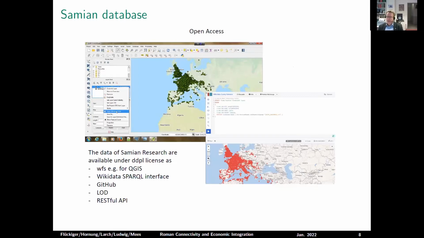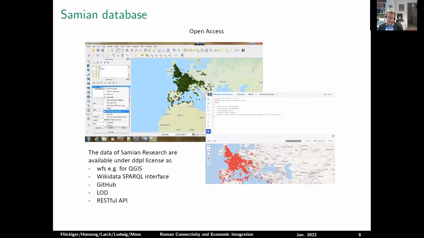It is in principle open access. So we offer WFS, so you can drag the data into your local QGIS. There is now, since recently, a Wikidata SPARQL interface. There is a GitHub resource. It's linked open data, an archaeology.link website, and there's also a RESTful API.